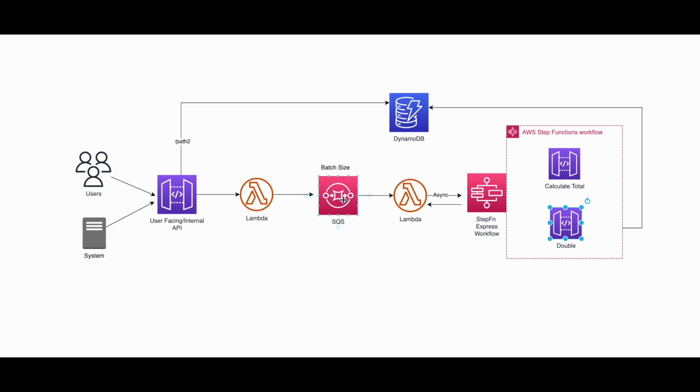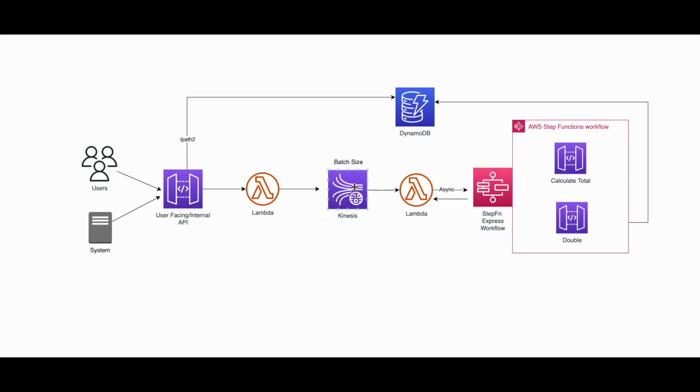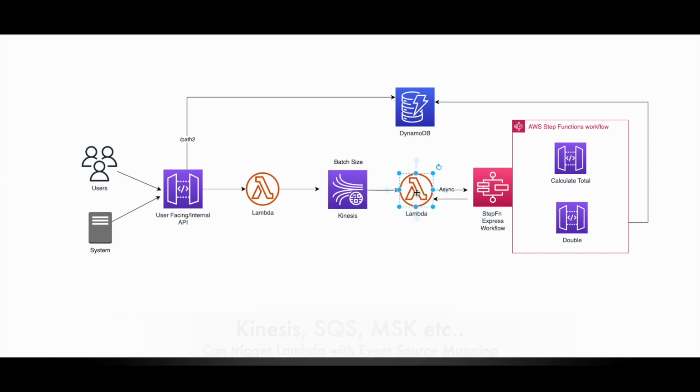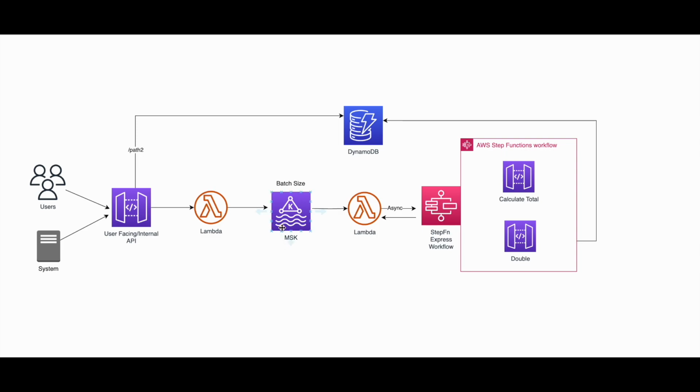Although I show an SQS queue here, it's not limited to an SQS queue. You can have Kinesis. So with Kinesis you can also set the batch size, and the process is similar, because Kinesis and SQS can both use Lambda as a consumer with event source mapping. So you can do the same with Kinesis. Not only that, you can also use MSK, the Amazon Managed Streaming for Kafka, as well. So you can push messages to a Kafka topic and have pretty much the same setup we discussed here.